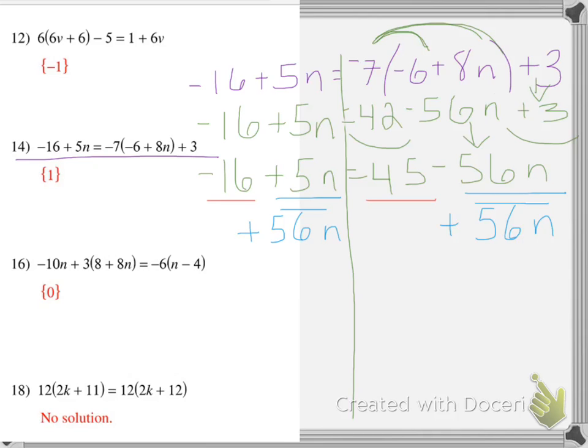Okay, that will cancel that out. And then we use our same sign sum, different sign difference, rules of addition of integers. So we have same sign, that's a sum. 56 and 5 is 61.